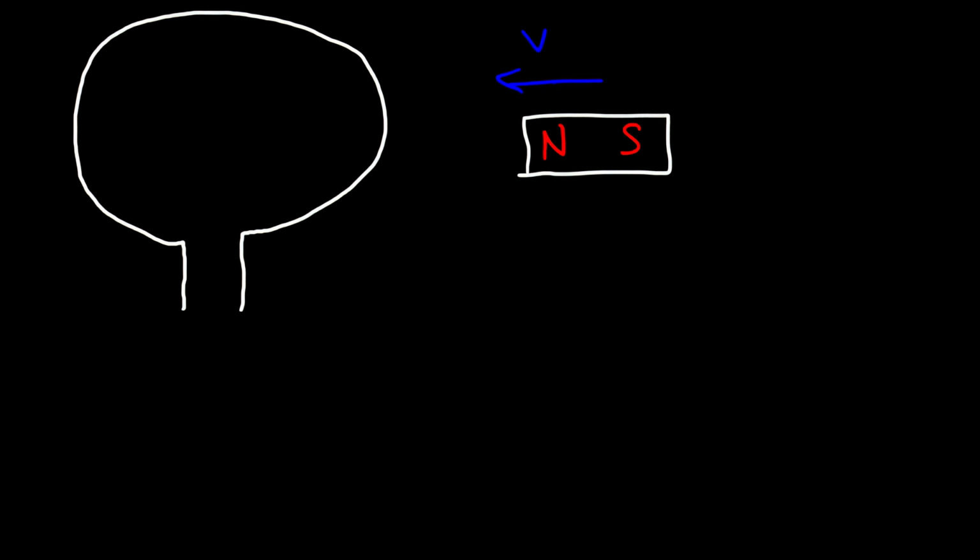Now, as we move the magnet into the coil, the magnetic flux, is it increasing or decreasing? Well, first we need to find the direction of the magnetic field. The magnetic field emanates away from the North Pole, enters the South Pole. So the magnetic field is going into the page. That's the external magnetic field.